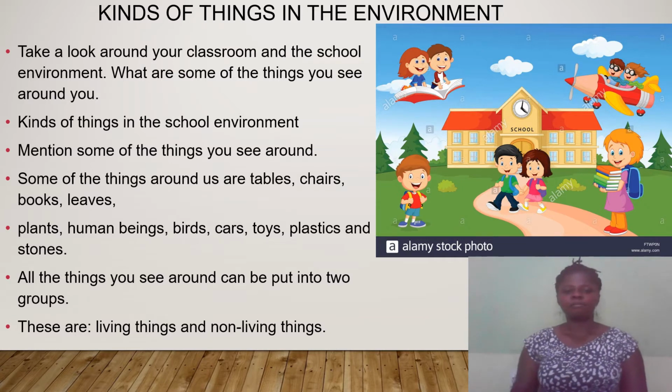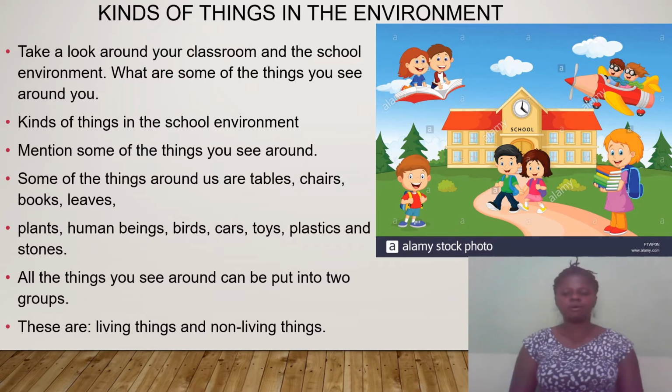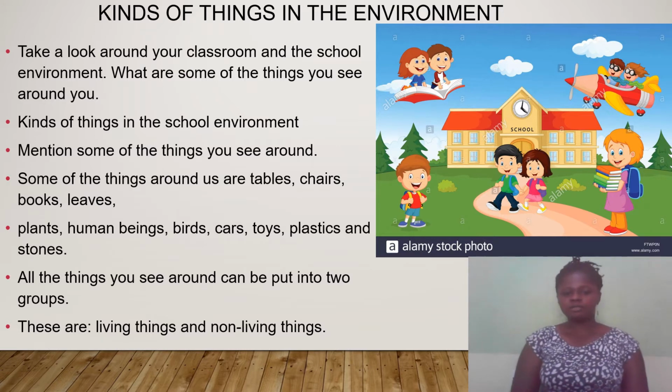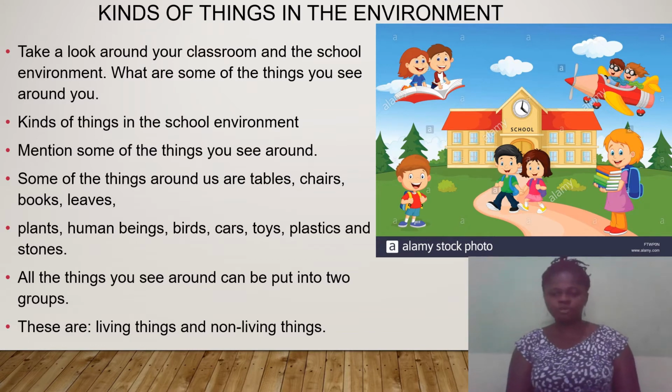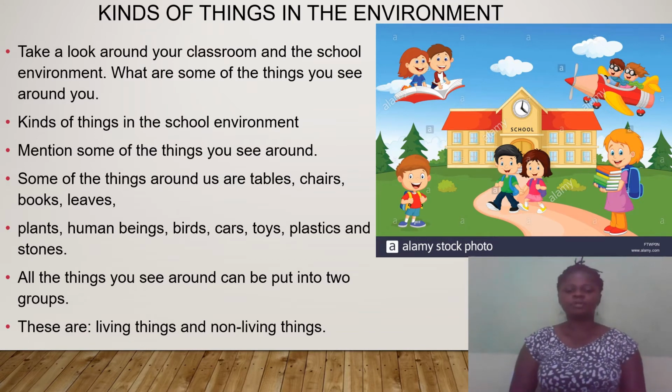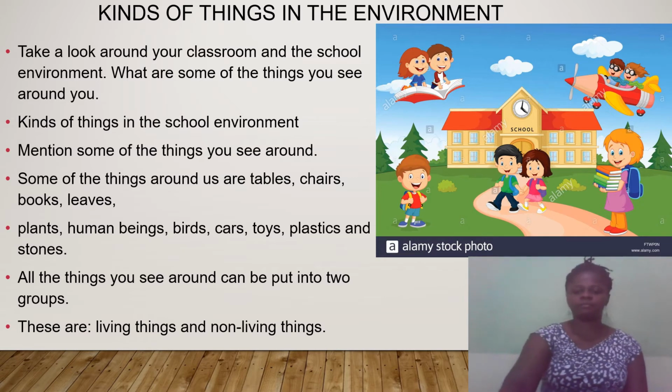We have tables, chairs, books, plants, human beings, animals, toys. We have all these things around us in the environment. All the things you see around you can be put into two main groups. The first group is living things. The second group is non-living things.